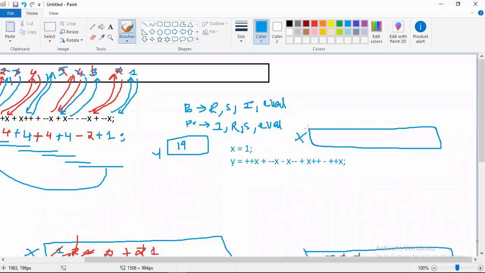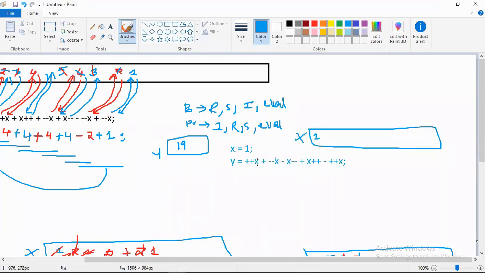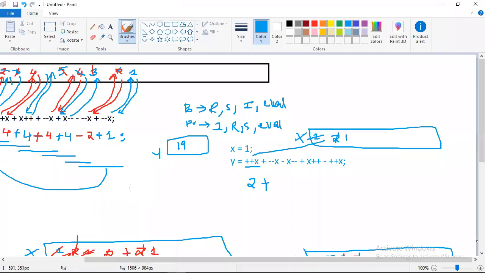X value 1. What output did you get? X value 2, Y value 0. Okay, now tell me, what does plus plus X mean? First increase to 2, then read 2. Minus minus X: first you decrease by 1. Plus plus X: first increase and then read. Correct? Plus plus X, first you increase, then read 2. Minus minus X: first you decrease, then read 1.